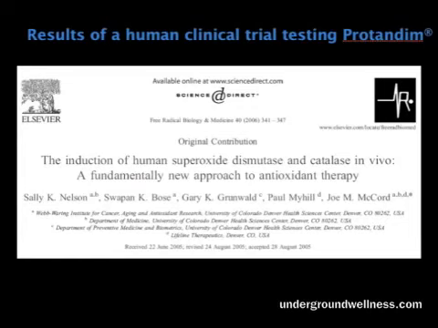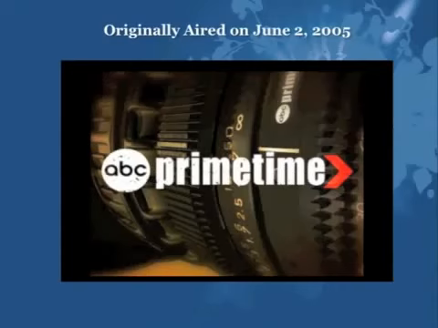But when you put it into a human being, which is adapting, undergoes stress, and undergoes all kinds of other things where the body is adapting constantly, it has the exact opposite effect. So this was the first study on Protandim, where it was published in the Journal of Free Radical Biology and Medicine and showed that it reduced oxidative stress by 40 to 70% after just 30 days in 100% of people participating. This was the ABC Primetime special, and I don't necessarily need it.